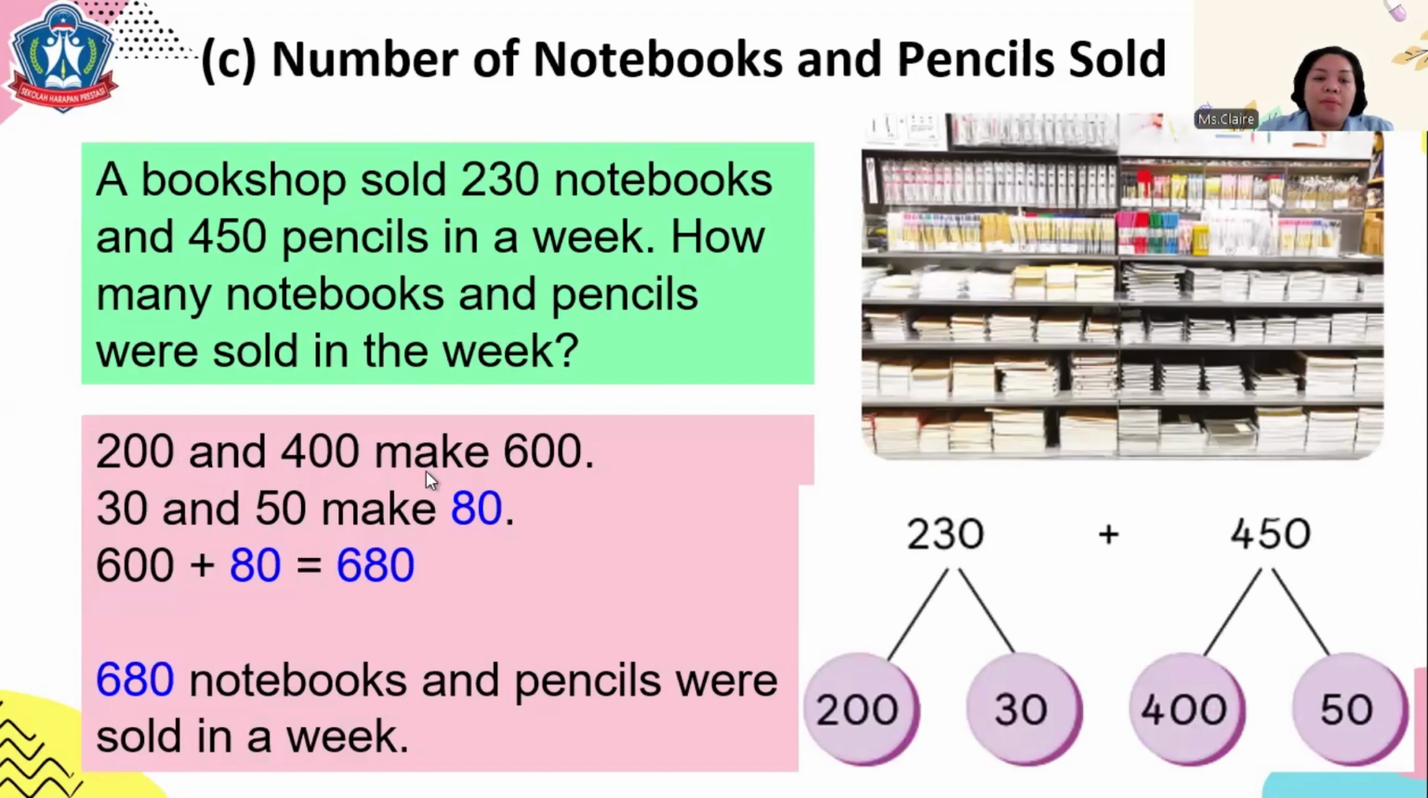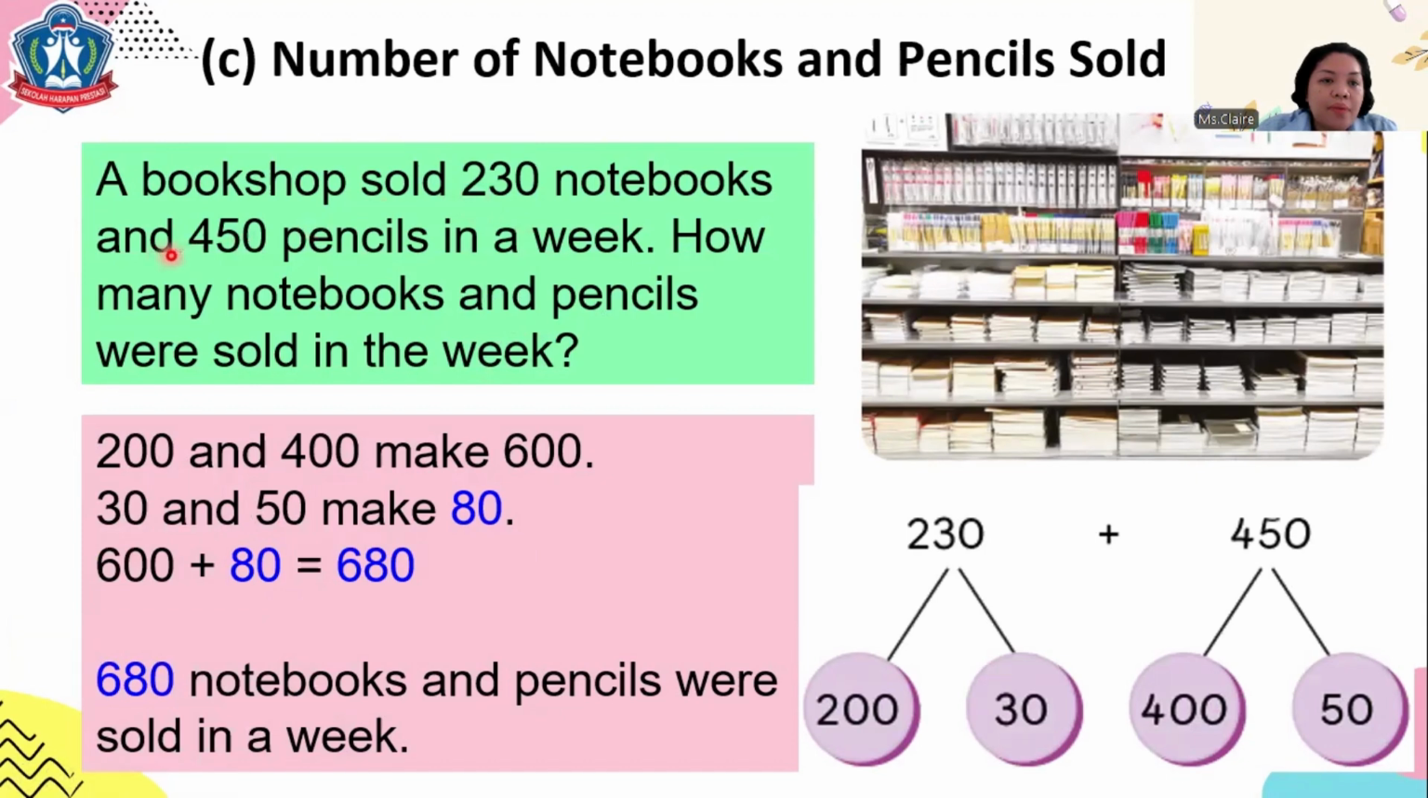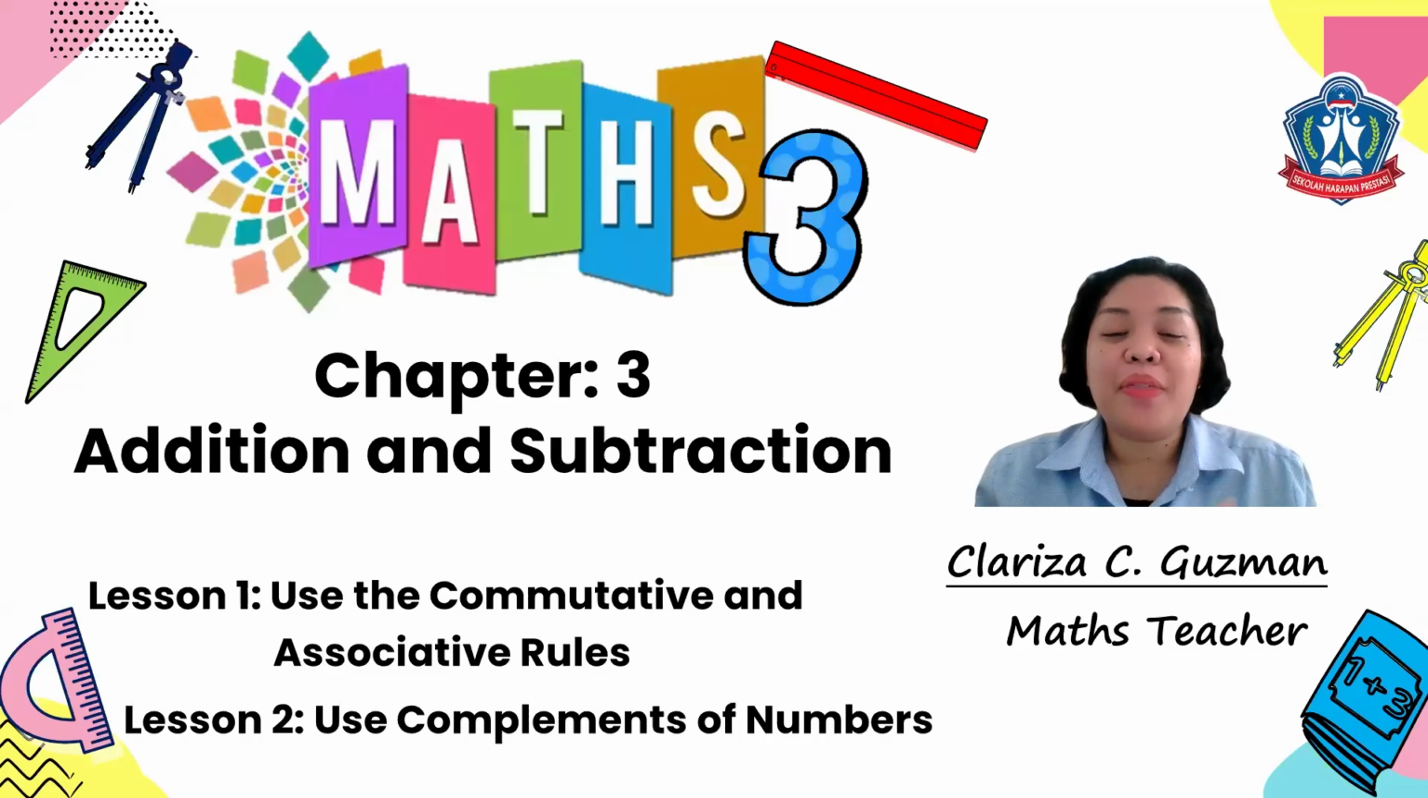So 200 and 400 is equal to 600. What we did here, we added the hundreds first. 200 and 400 is 600. Then 30 plus 50 is 80. So 600 plus 80 is equal to 680. So the total notebooks and pencils sold in a week is 680. Okay, P3, that's all about using the commutative and associative rules of addition and using complements of numbers.